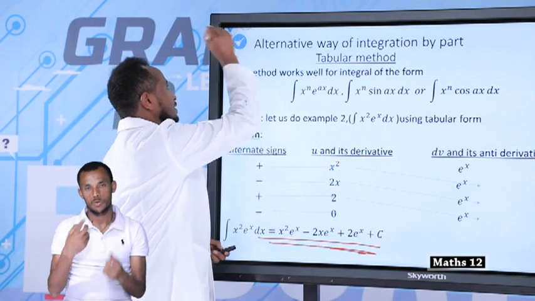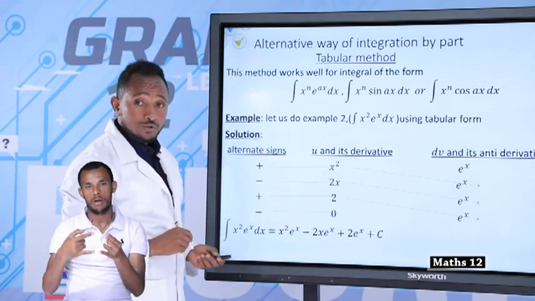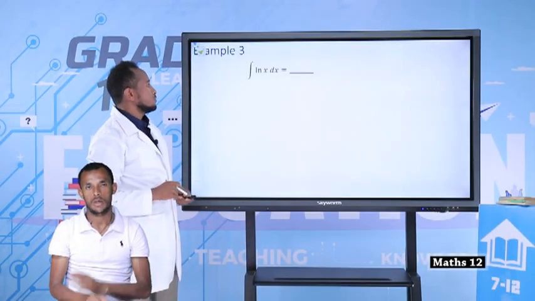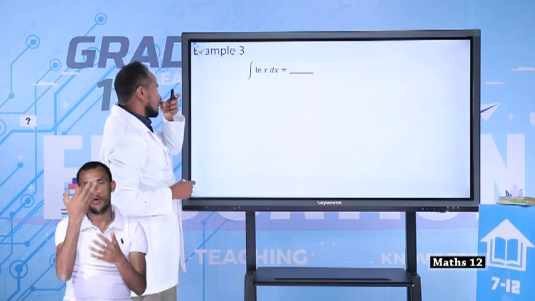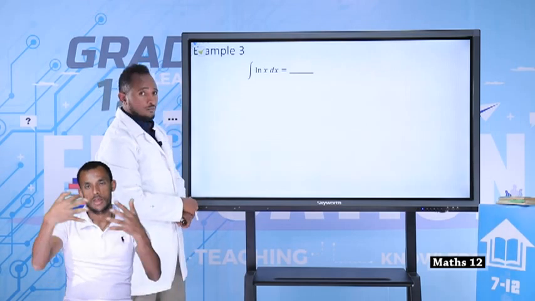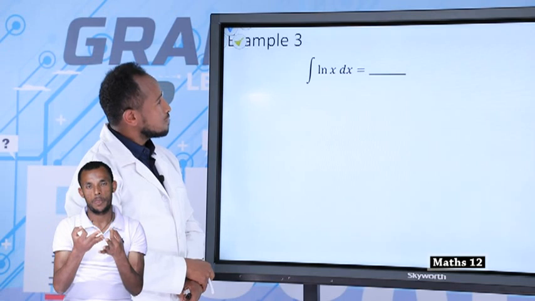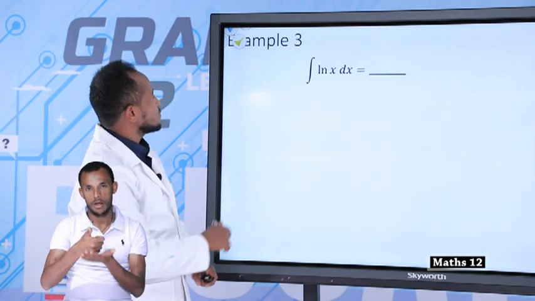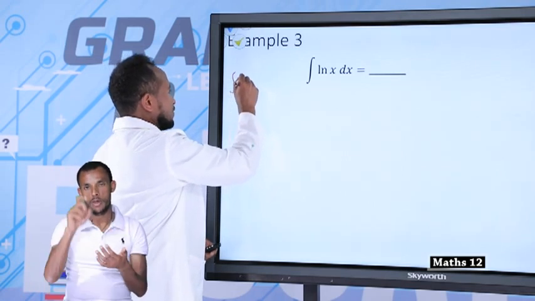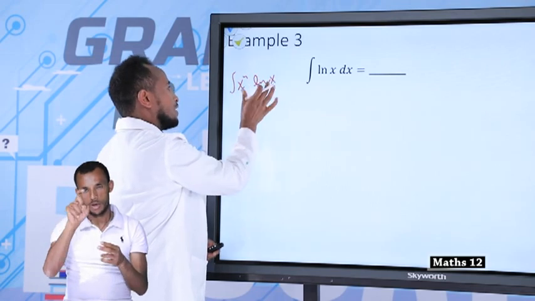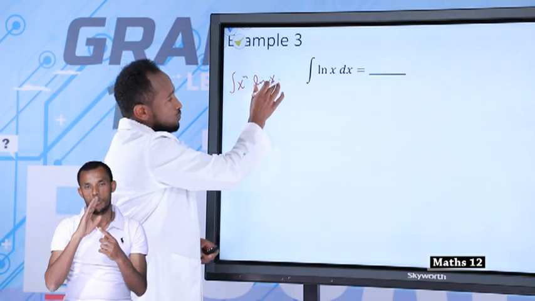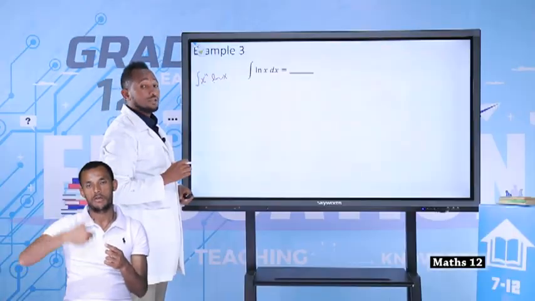Now, to understand this technique, let's proceed to an additional example. Example 3. Let's try to find the integral of ln x dx. To find the integration of this expression, in the guideline, we put this: if a function has the form x to the power of n times ln x, you have to let u be ln x, and the other function be dv.